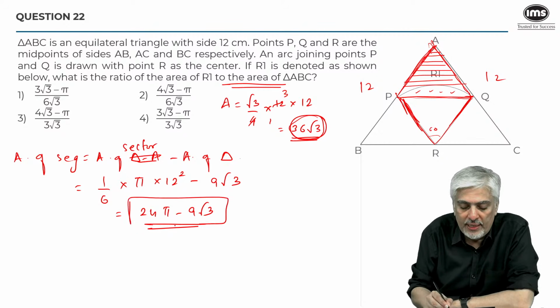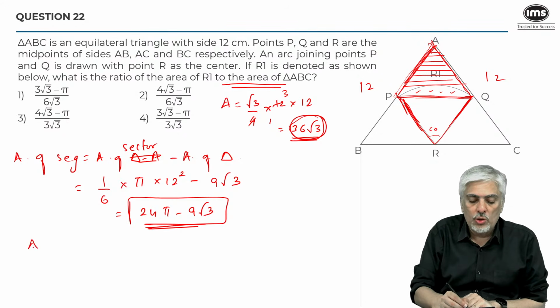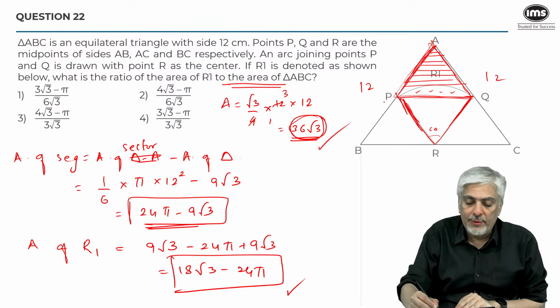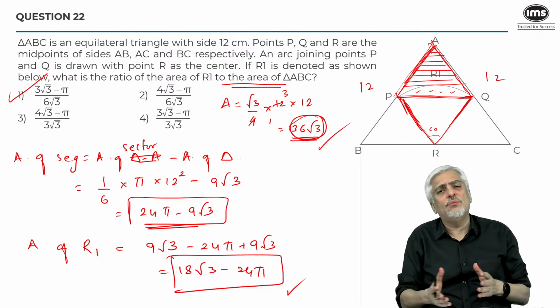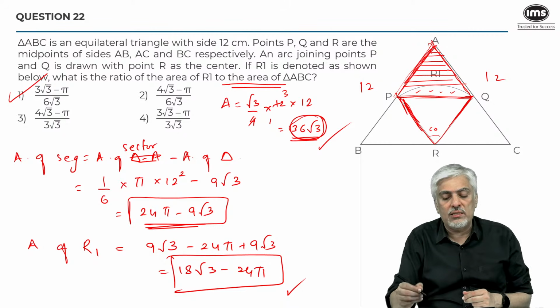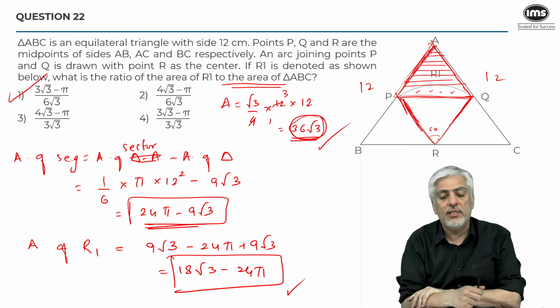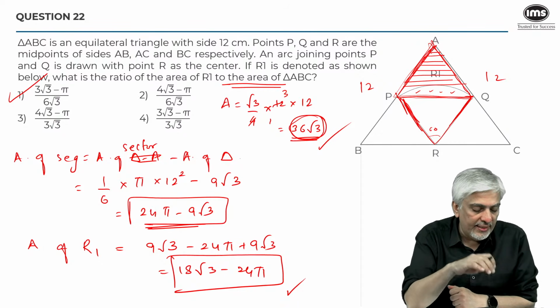And this I need to subtract again from 9 root 3 only, because this triangle is also 9 root 3. So area of R1 is 9 root 3 minus 24 pi plus 9 root 3. That is 18 root 3 minus 24 pi. And then find the ratio. This divided by 36 root 3. Answer will be the first option. No need for the radius is 6, no. Because if the full triangle is 36 root 3, all 4 small equilateral triangles will be equal. So 9 root 3, 9 root 3, 9 root 3. Right, Aryan? Radius is not needed.